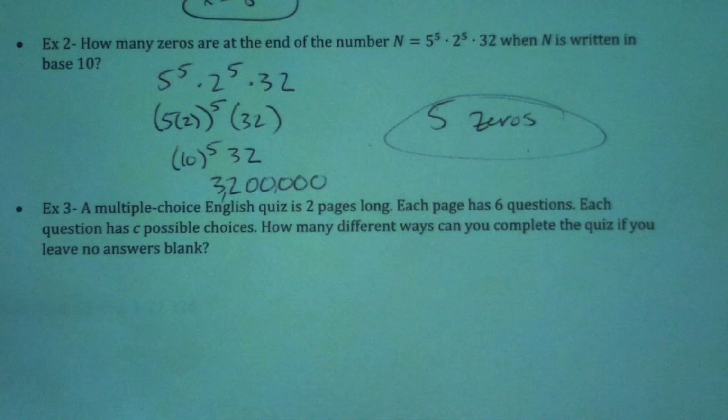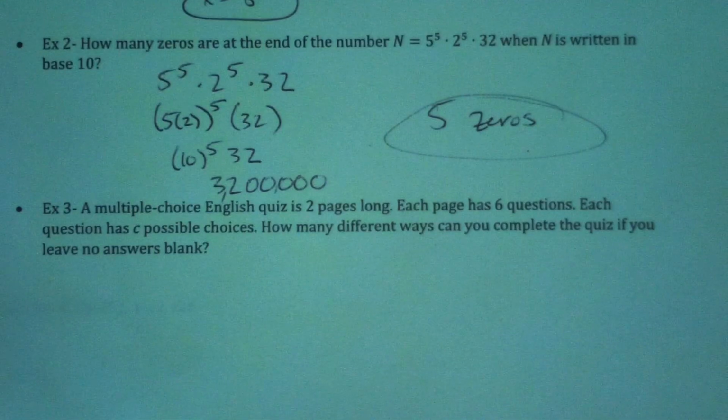All right, mass of the Earth is about 5.9 times 10 to the 24th kilograms, while the mass of Jupiter is about 1.9 times 10 to the 27th kilograms. The mass of Jupiter is about how many times the mass of Earth?